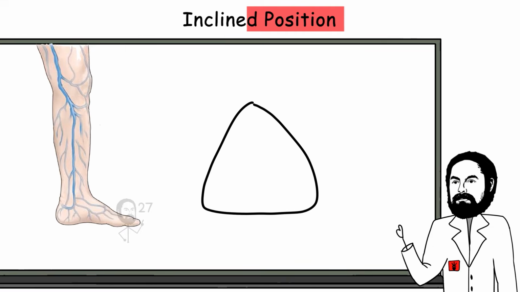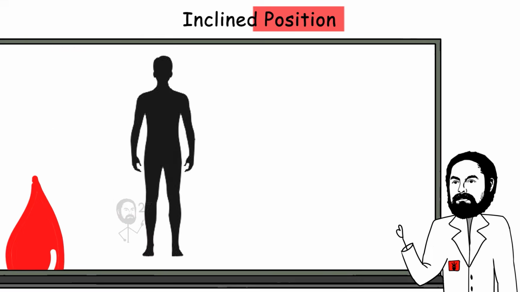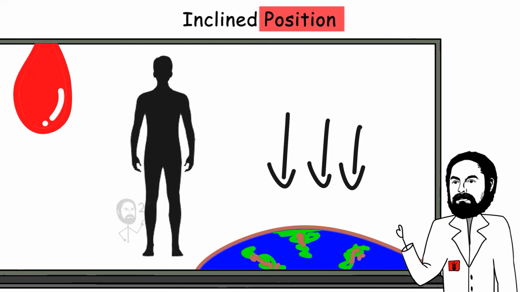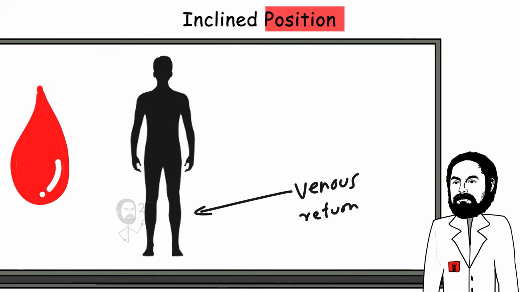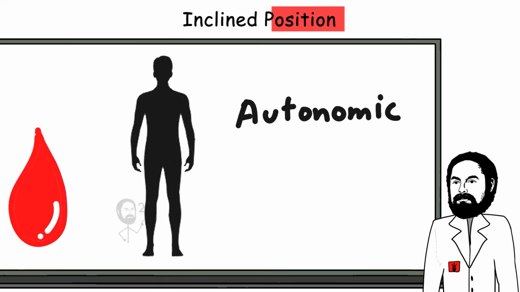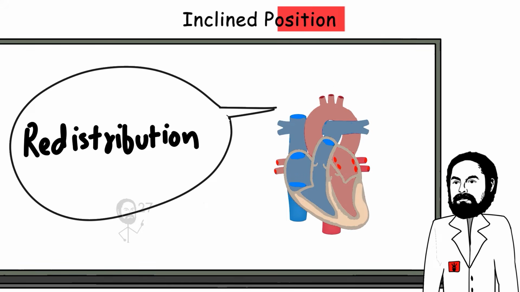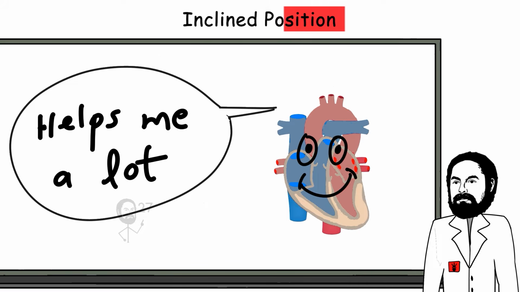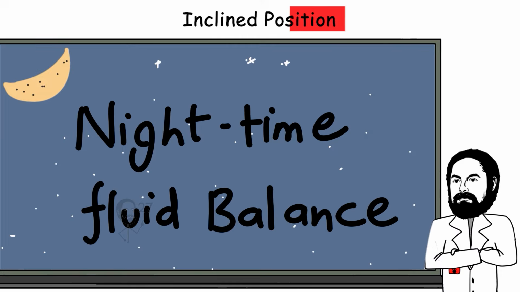Venous return dynamics change in this orientation. Blood flow from the upper body is assisted by gravity, while lower body venous return relies more on vascular tone and autonomic regulation. This redistribution influences cardiovascular workload and alters nighttime fluid balance.